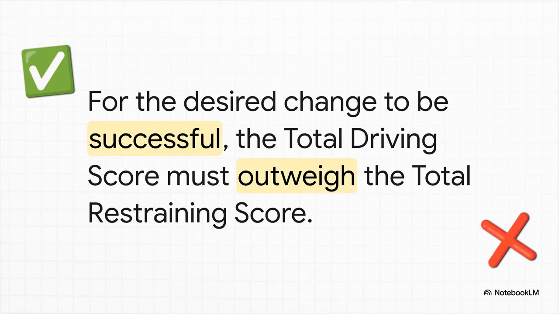The rule of engagement here is super simple. For your change to even have a fighting chance, the total score of all your driving forces has to be bigger than the total score of all your restraining forces. It gives you a clear, data-driven go or no-go signal right up front.